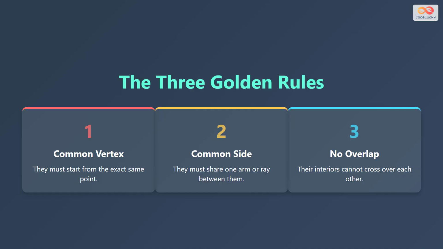To identify adjacent angles, you just need to check three simple rules. First, do they share a common vertex? Second, do they share a common side? And third, do they have no overlap? If an angle pair meets all three of these conditions, they are adjacent angles.